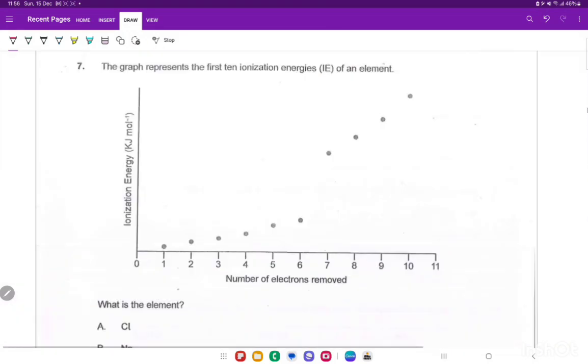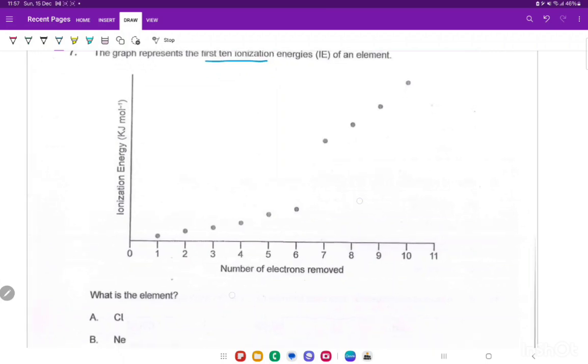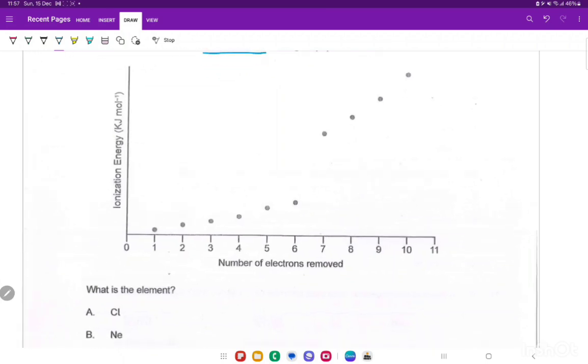Sixth question, first 10 ionization energies of an element. What is given to us? He has given us the first 10 ionization energies of an element. This is the ionization energy: it is increasing and then increasing, and there's a rapid increase and then it increases.